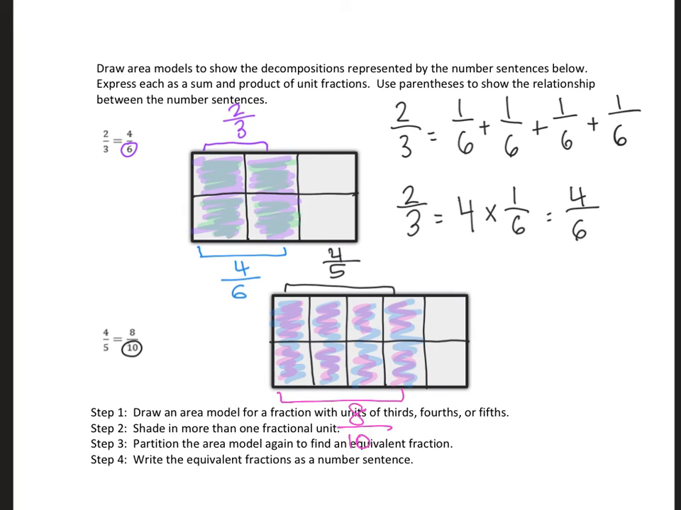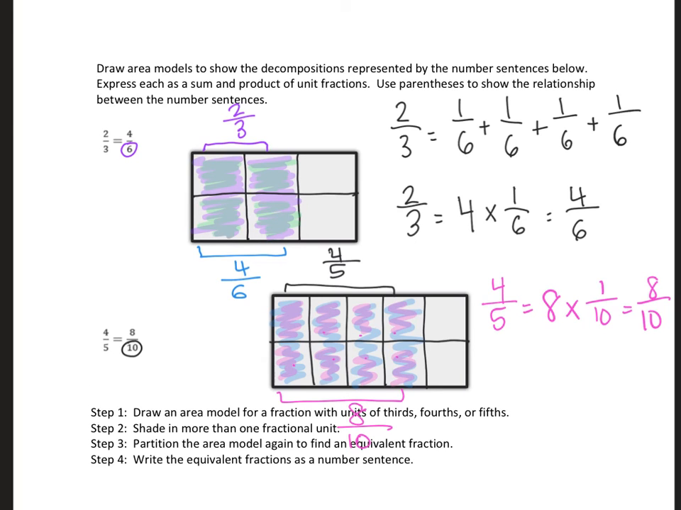All right. So now you can write this as a sum of unit fractions, which I'm not going to have room to do, but you know how to do that. 4/5 equals 1/10 plus 1/10 plus 1/10 plus 1/10 plus 1/10 plus 1/10 plus 1/10 plus 1/10. Okay? And then you can also write your multiplication sentence. So 4/5 is equal to, well, how many copies of tenths do I have now? 1, 2, 3, 4, 5, 6, 7, 8. 8 copies of 1/10. And that still gives me 8/10.